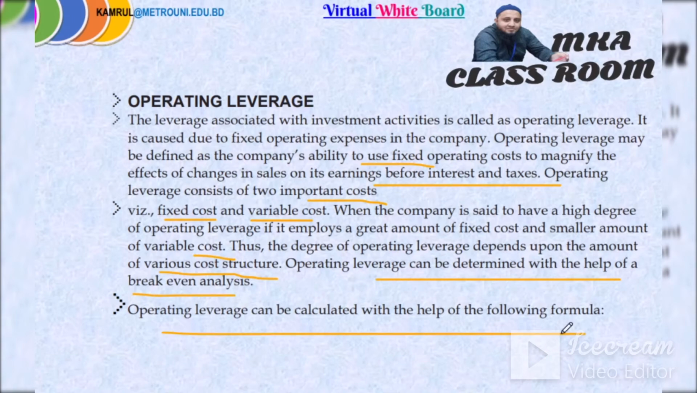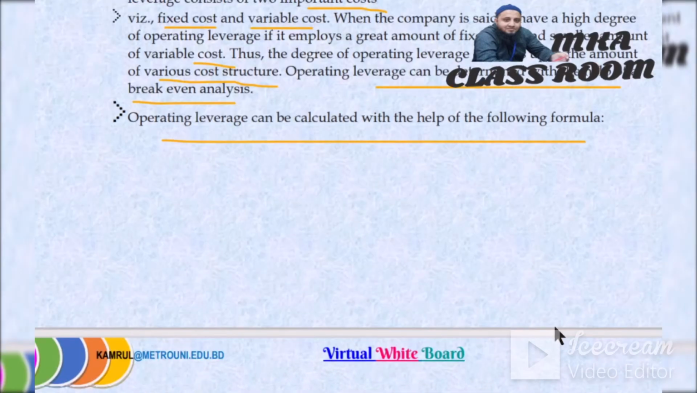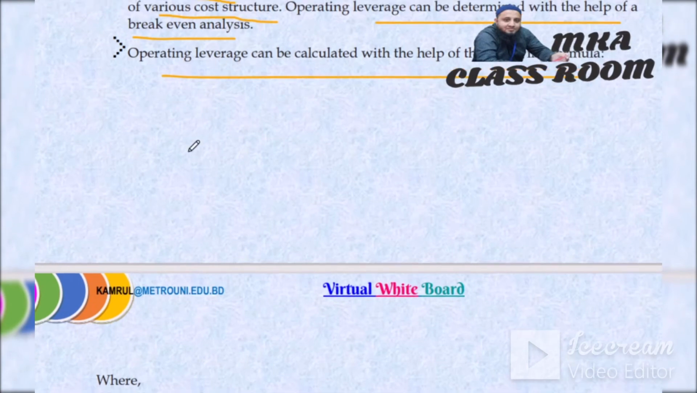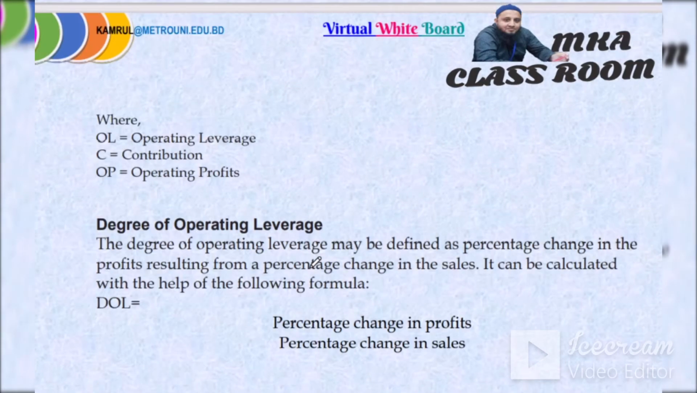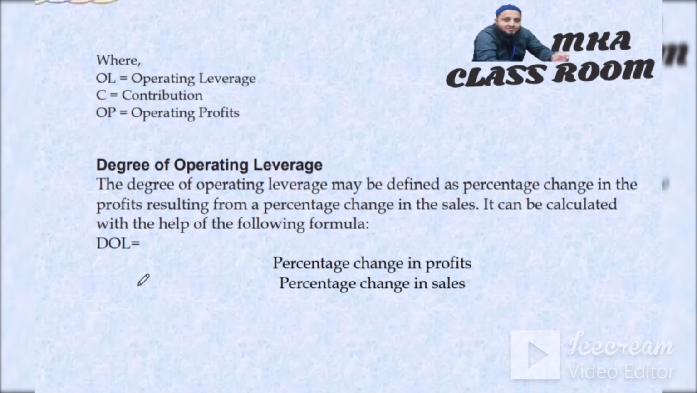So there is a formula for calculating operating leverage, that is OL. Operating leverage, OL, is equal to C divided by OP, where OL is operating leverage, C is contribution, and OP is operating profit. Later on we will discuss this matter. After that we will see the degree of operating leverage.